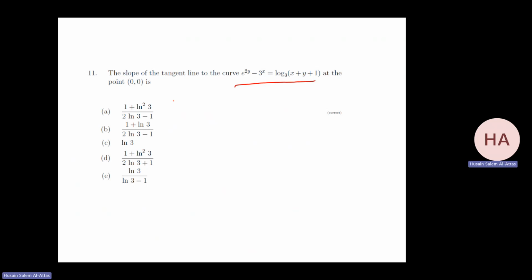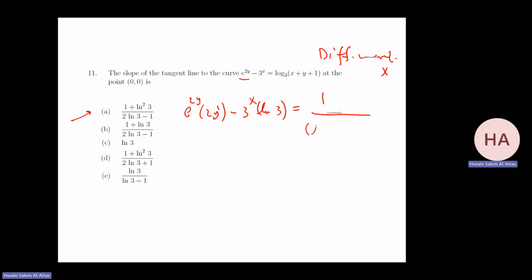Next calculation. I have e to the power y. The answer is a little bit complicated, no problem. Okay, so differentiate with respect to x. You have what? This one: e to the power 2y times 2y' minus 3 to the power x times ln 3 equals 1 over 3x plus y plus 1 times the derivative of this, which is 1 plus y'. Substitute and then find y'.